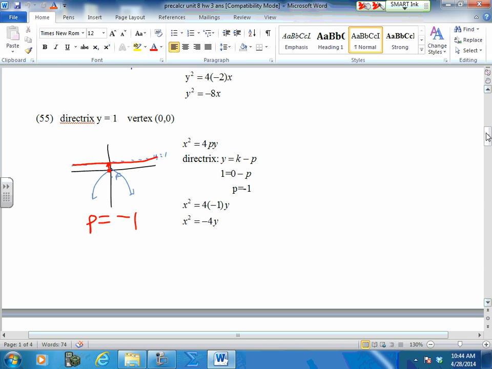So find this. There's your (0, 0). We plugged in your (0, 0). We plugged in your P of negative 1, and we came out with your equation. Remember, these are conics. They're not functions. They're conics.